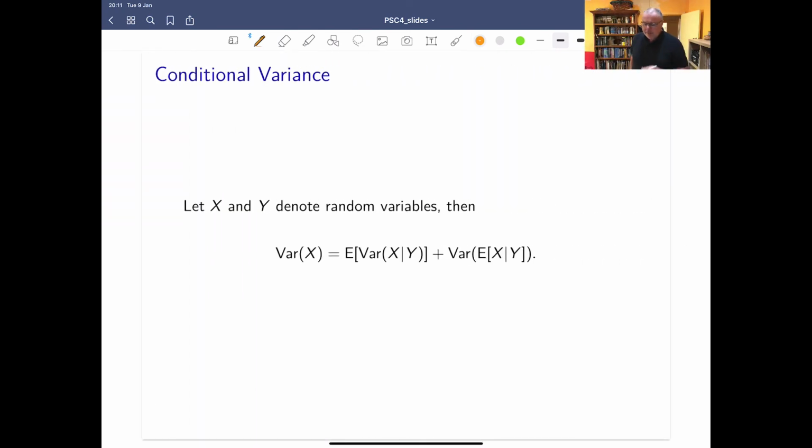We can do a similar thing. I'm not going to do the proof because it's just a bit more complicated, but if X and Y are random variables, then we can get the marginal variance of X. The variance of X can be written as the expected value of the variance of X given Y plus the variance of the expected value of X given Y. So in both cases, we've introduced this extra Y. And the first time we do expected value of variance, and the second time we do variance of expected value, we just interchange them.